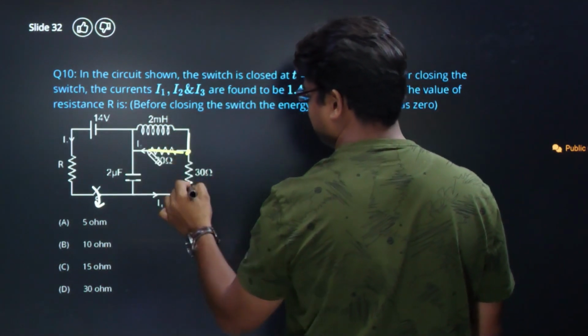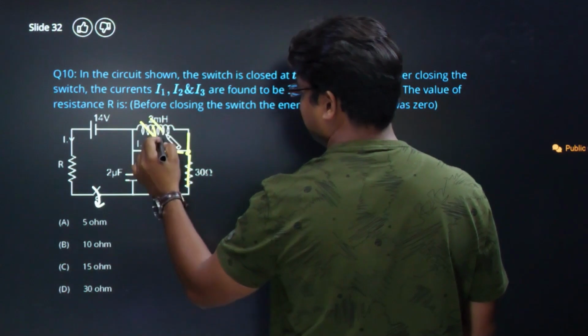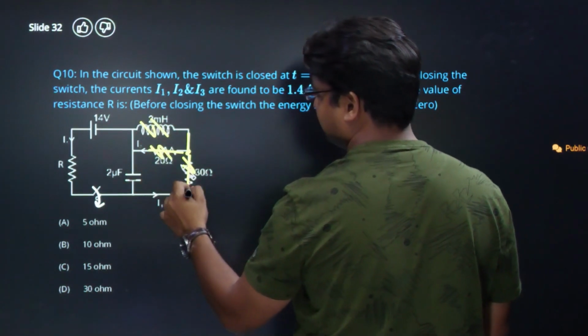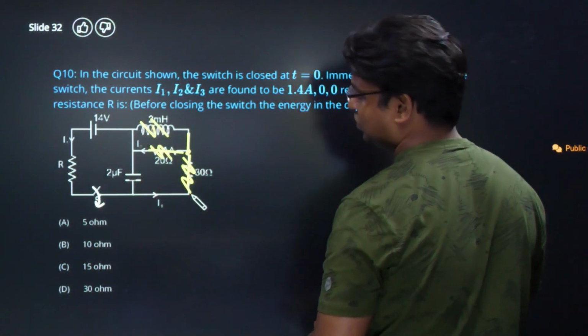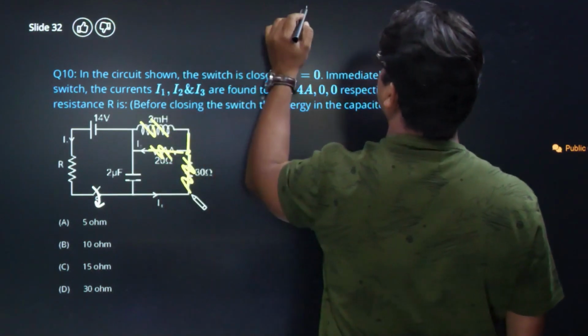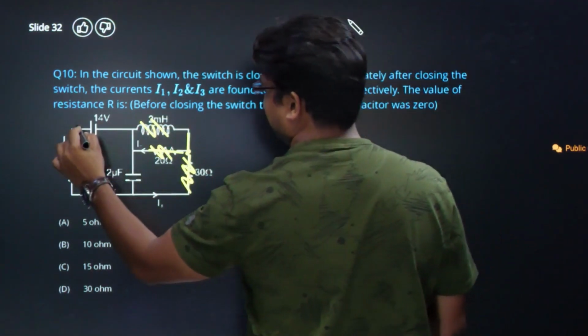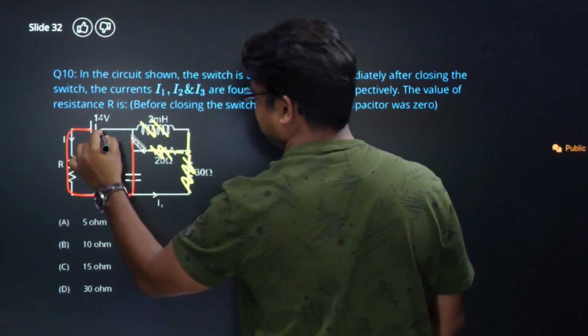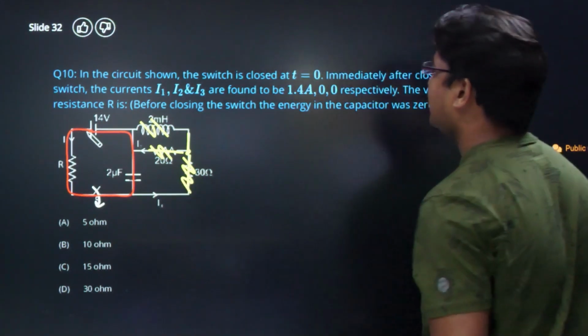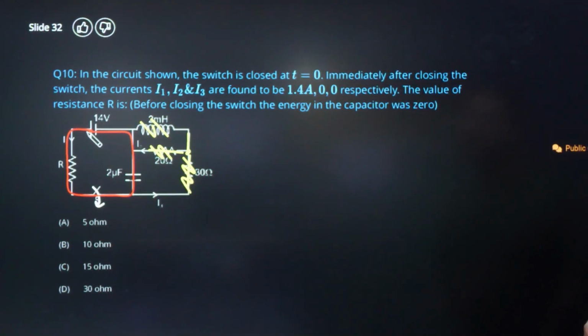So this has 0, this has 0, this has 0. So this branch doesn't have any current, this branch doesn't have any current, this branch doesn't have any current. Okay, so it basically means that at t equal to 0, whatever current was there, it flowed in a circuit like this. So this is the circuit, and the switch is closed. Immediately after closing the switch, the currents and the value of the resistance are as before closing.